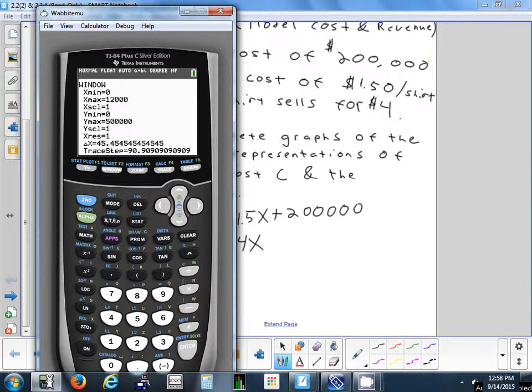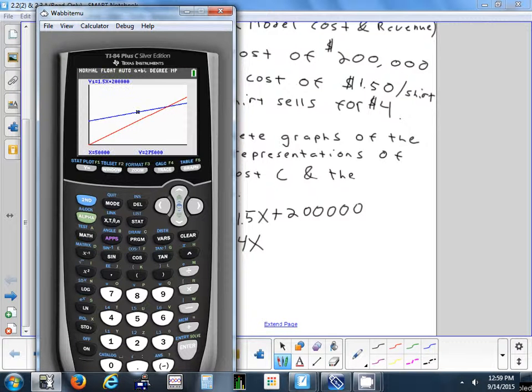X max, that's how many shirts we sell. So that's 12,000 shirts. I'd say let's even go a little higher. Let's go 100,000. Don't worry about negative shirts. Don't worry about negative revenue here. That wouldn't make sense. Or negative costs. Cost is positive, revenue is positive. Then hit graph. Let's see what we got. Yeah, actually, that's pretty good.